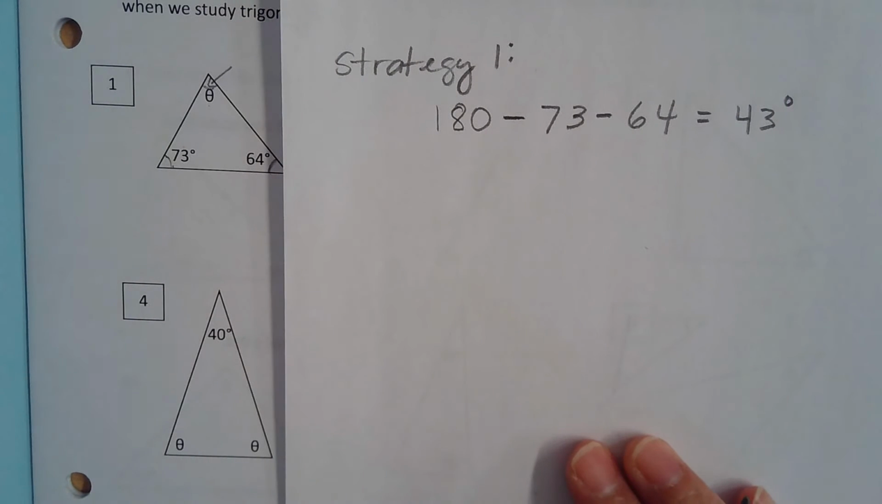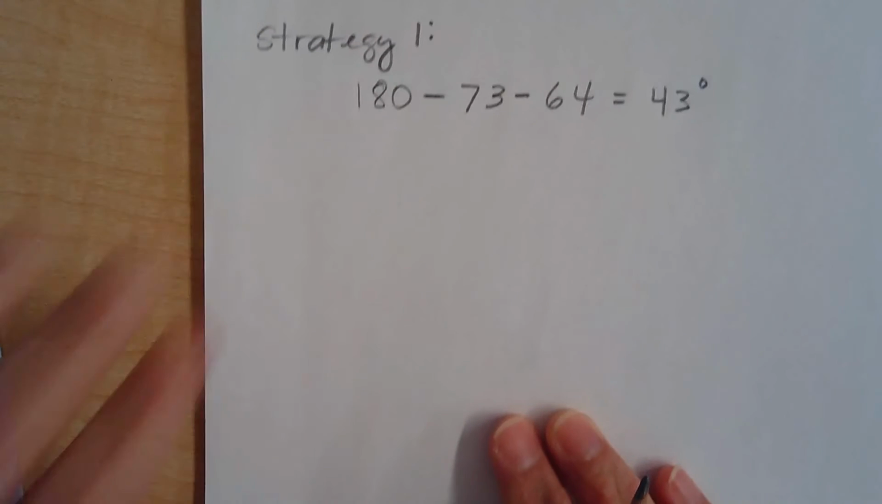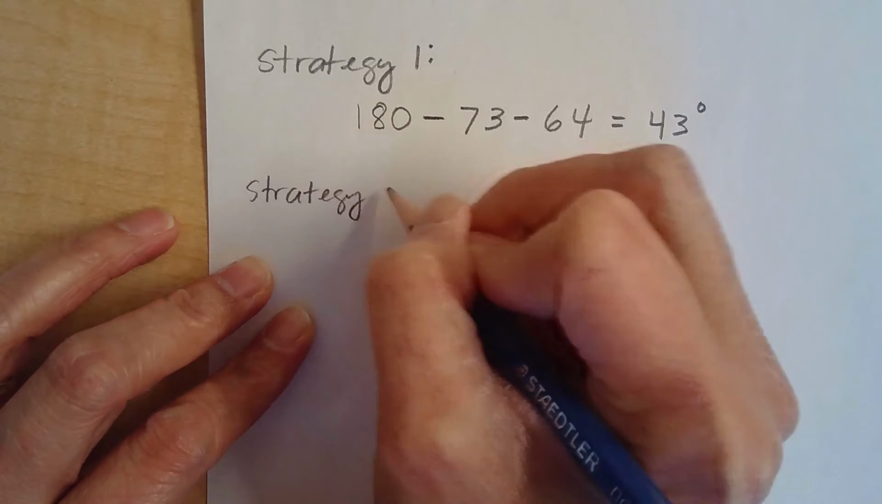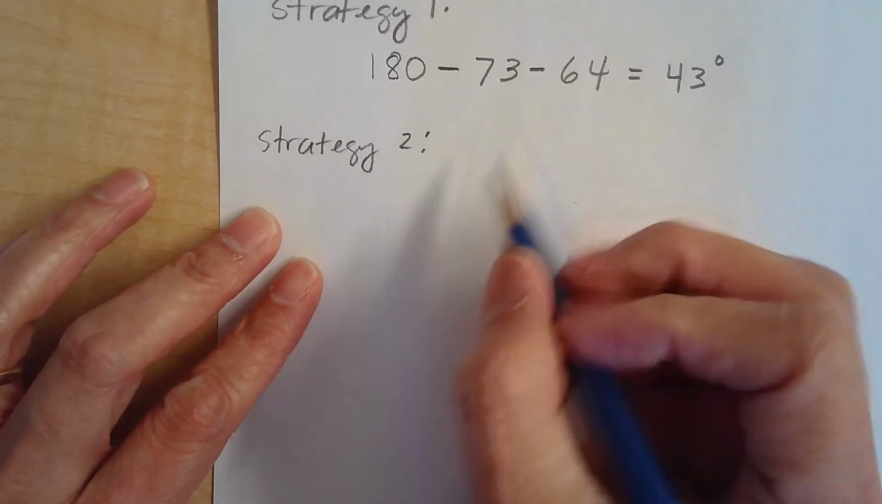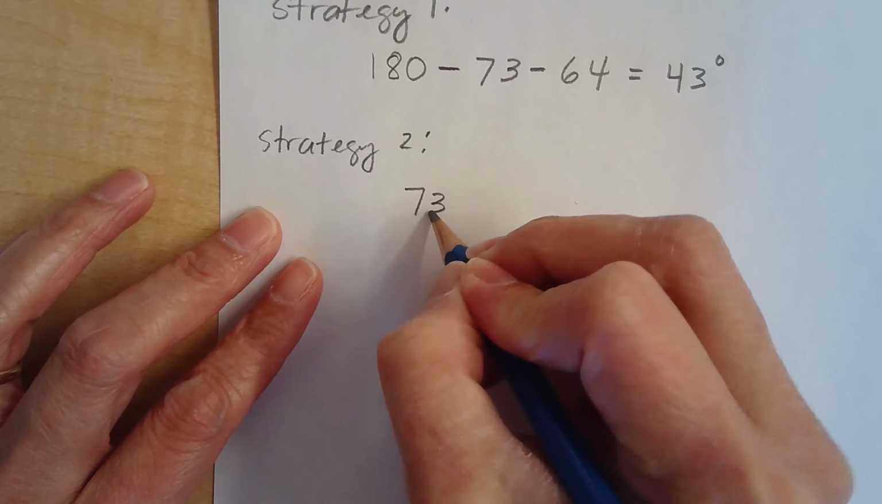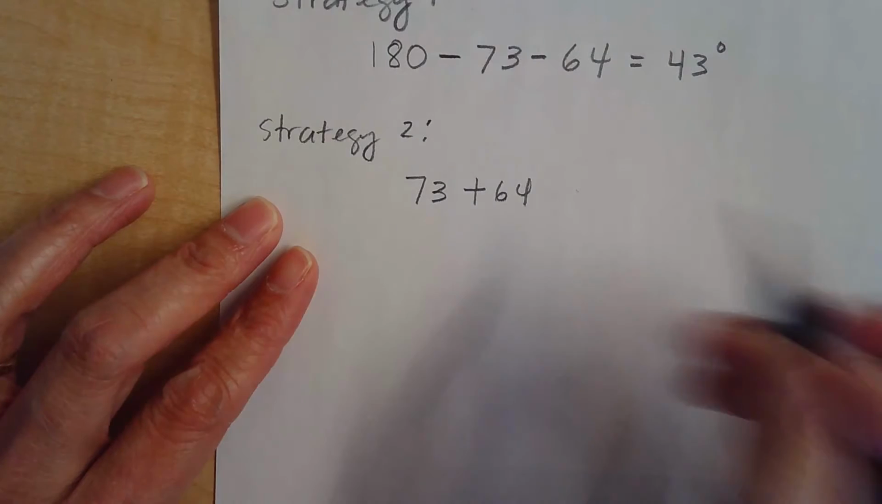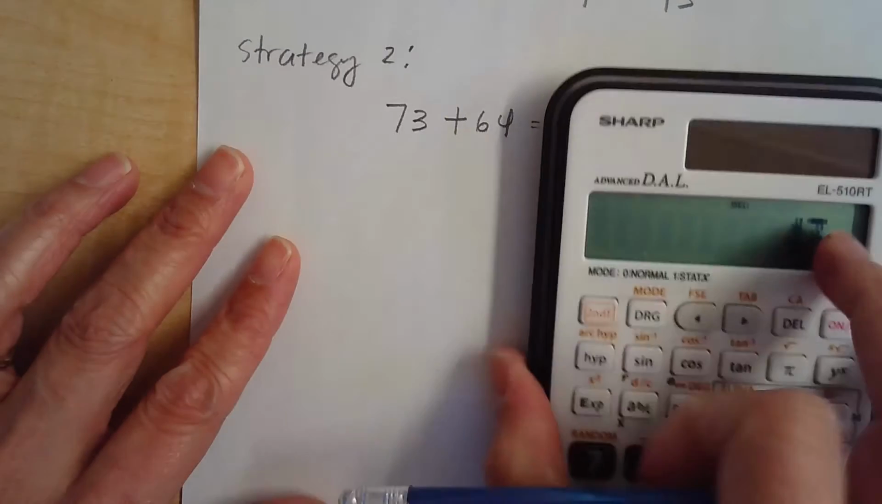Okay. Sean has a different strategy. You want to explain that again, Sean? What were you saying earlier? 73 plus 64, take away 180. So what he's saying is that I'm going to add 73 and 64. What does that equal to?